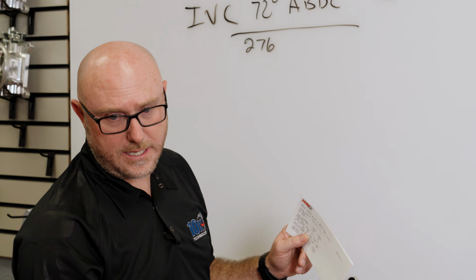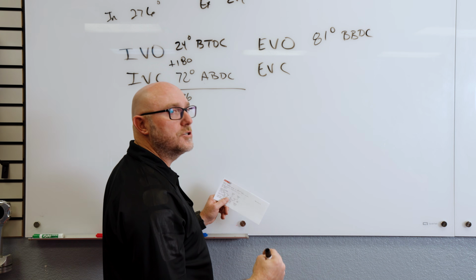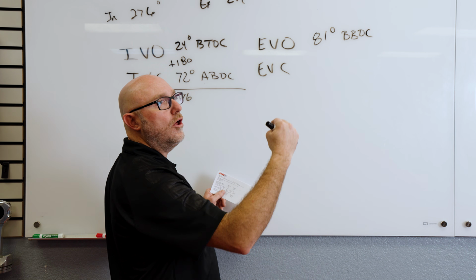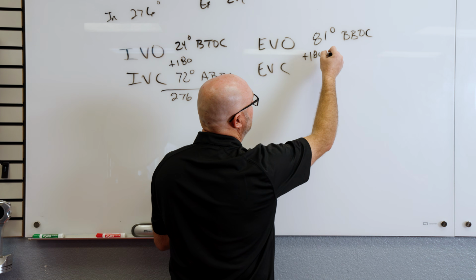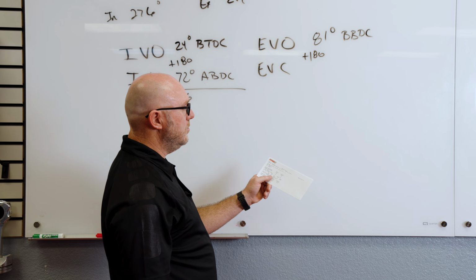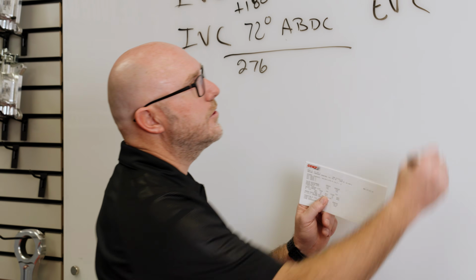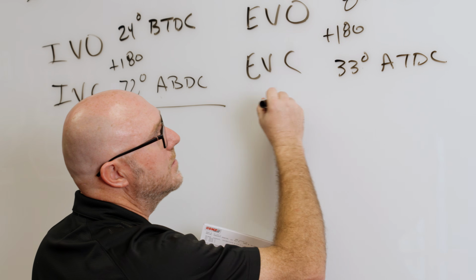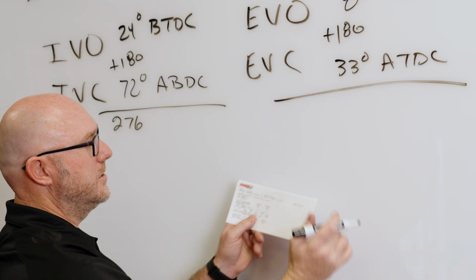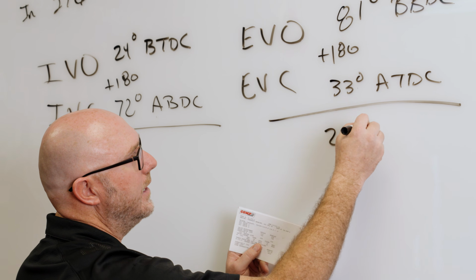Now, bottom dead center, from there, the piston's gonna start pushing the exhaust gases out, go all the way to top dead center. That's another 180 degrees, right? I'm gonna put that here in the middle. And then my exhaust valve closes at 33 degrees after top dead center. So 81 plus 180 plus 33, I get 294 degrees.